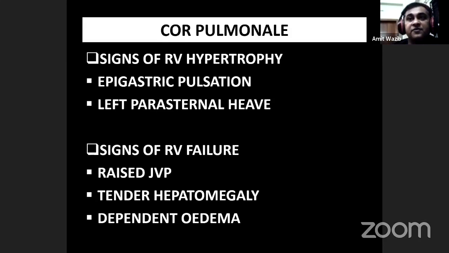So if you are asked what additional signs you may find in a patient of cor pulmonale, you will say that I will find the signs of right ventricular hypertrophy, and I may also find the signs of right ventricular failure. Then you will be asked, what are the signs of right ventricular hypertrophy? These are epigastric pulsation and left parasternal heave. What are the signs of right ventricular failure? There are three cardinal signs: raised JVP, tender hepatomegaly, and dependent edema.